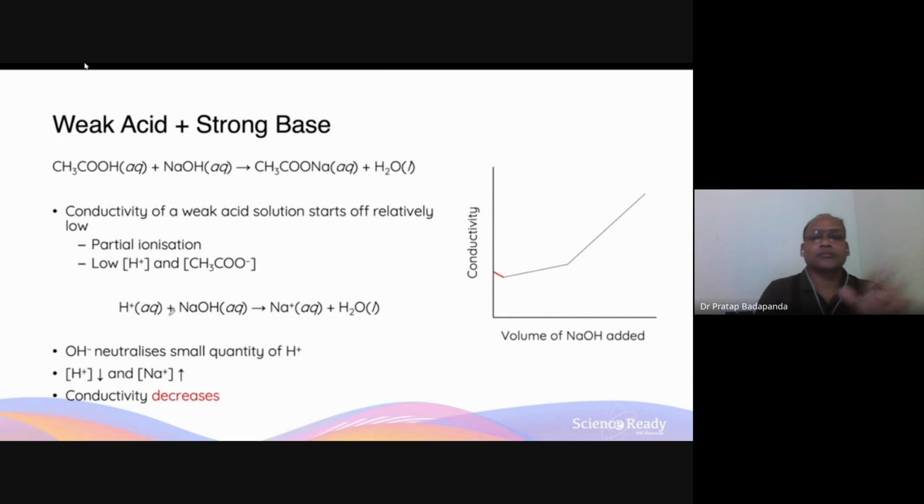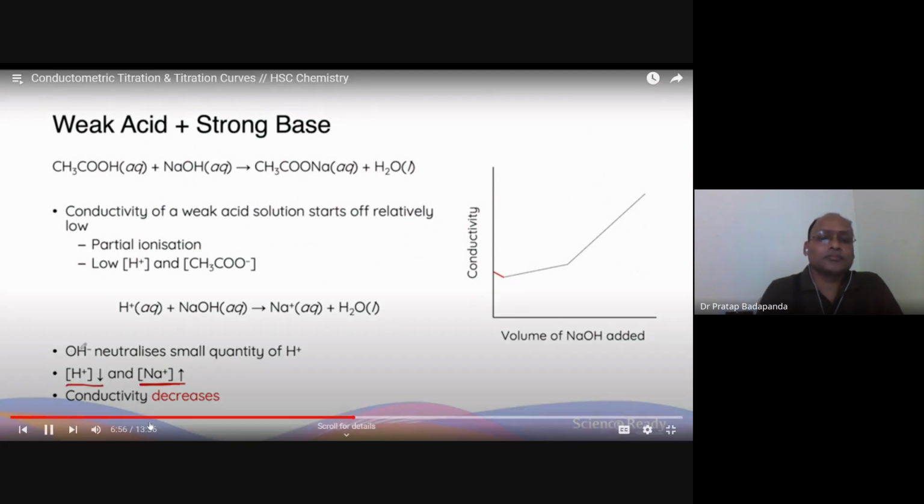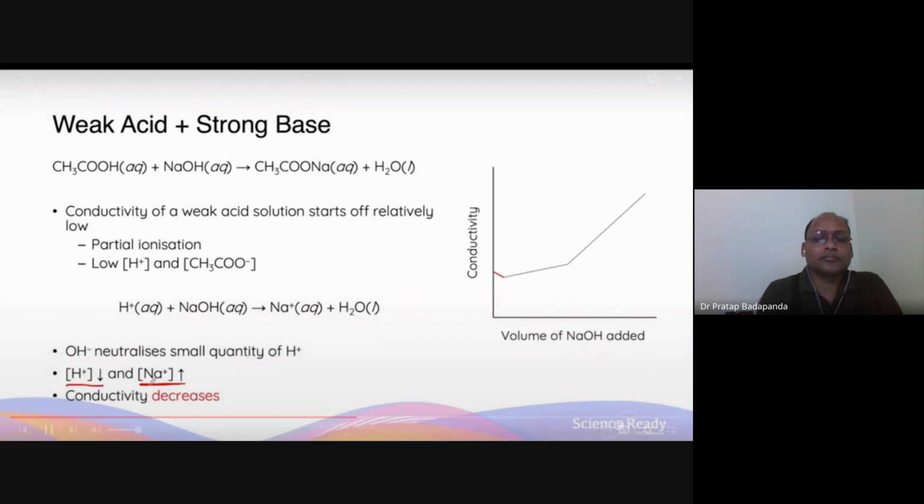burettes causes the small amount of hydrogen ions to decrease in concentration as it is being neutralized by the hydroxide. This results in a small decrease in conductivity as shown on the graph. Here, although the sodium ion concentration is increasing, we have a drop in the hydrogen ion concentration. Remember that hydrogen ions are much more conductive than sodium ions. This is why the conductivity still decreases.